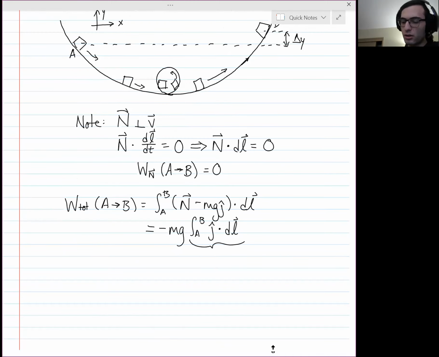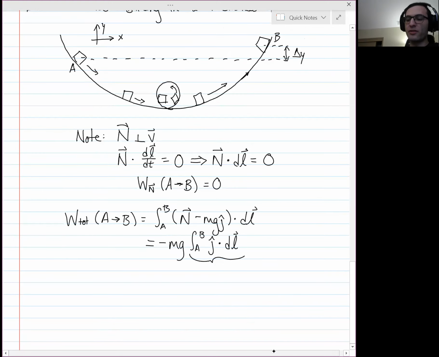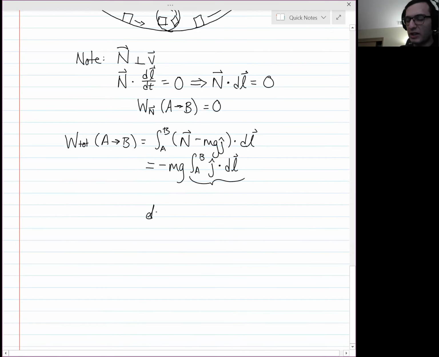J dot dl, let's say that we have some path vector. Let's say we have some path, let's say dl is this vector, just an infinitesimal vector. Well, j dot dl is the height of that vector. It's this length is j dot dl.